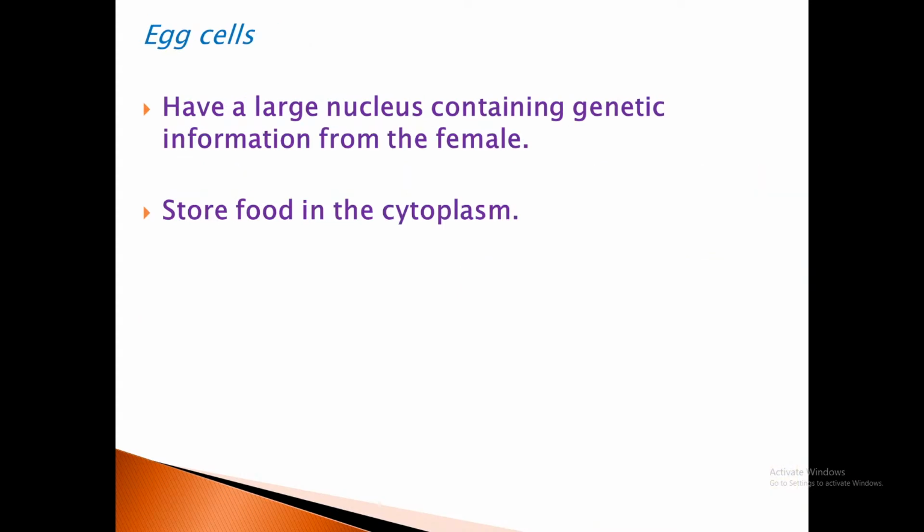Right, so let's move down to another specialized cell. This one is called the egg cell. It has a large nucleus containing genetic information from the female, and this type of cell stores food in the cytoplasm. So the egg cell stores some amount of food in there.